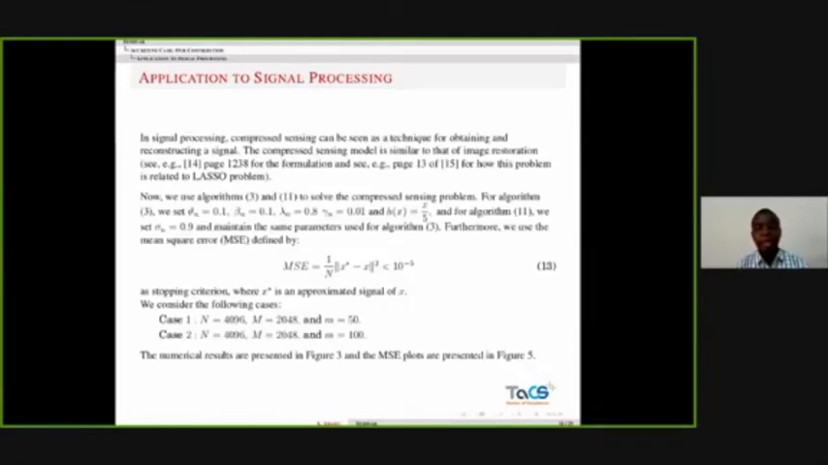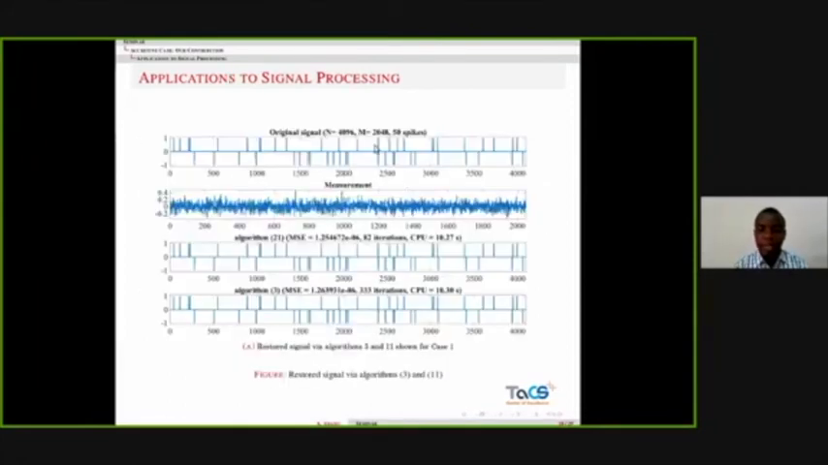Next, we shall also give an application of the theorem to signal processing in compressed sensing, which is a technique used for obtaining and reconstructing signals. The model is similar to that of image restoration, so to avoid unnecessary repetition, we shall not repeat it here. We also consider the same algorithms, the algorithm of Wang et al., which is algorithm 3, and our proposed algorithm 11. We consider two cases, maintaining the dimension and varying the number of spikes. For the first case, when the number of spikes is 50, it took our proposed algorithm 11, 82 iterations to satisfy the stopping criteria, while it took algorithm 3 of Wang et al.